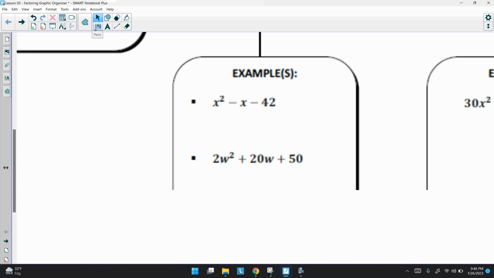It is a trinomial. I don't see any greatest common factor, and remember, this is when we have to do the x. Put negative 42 on top. We're going to put a negative 1 there. Do some critical thinking. I'm thinking it's 6 and 7, but I need it to be a negative 1, so the negative has to go on the 7. So 6 times negative 7 is negative 42. 6 minus 7 is negative 1. Then you just come on over here and put it in your parentheses.